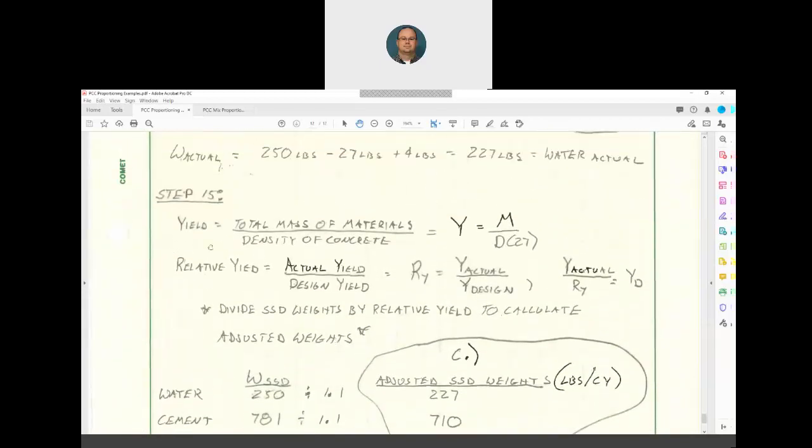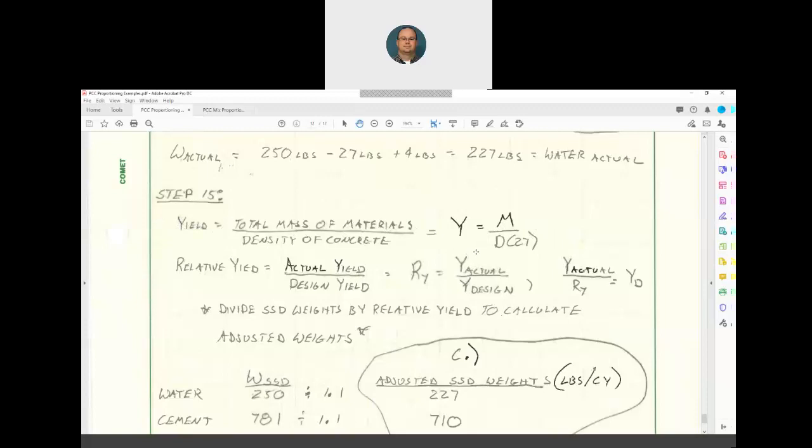Yield equals total mass of materials divided by the density of concrete. Yield equals mass divided by density times 27. What this does is there's 27 cubic feet per cubic yard. So that's how we calculate yield. Relative yield is the actual yield divided by design yield. My design yield is always 1 cubic yard or 27 cubic feet. My actual yield is this guy right here.